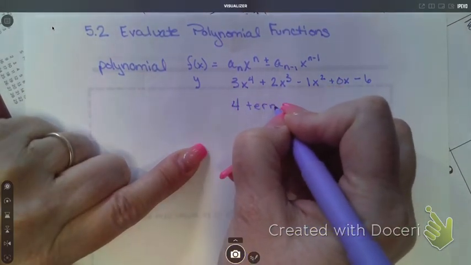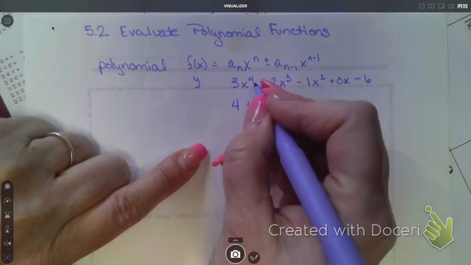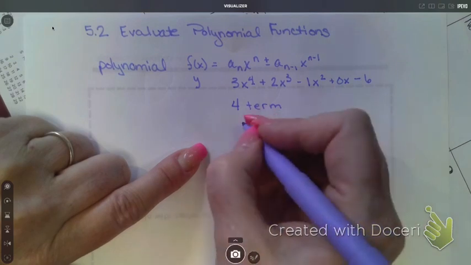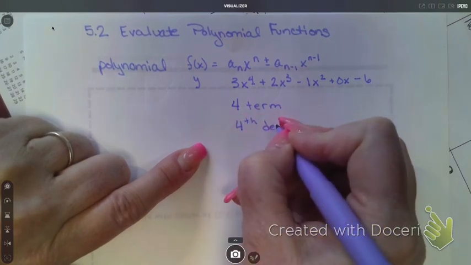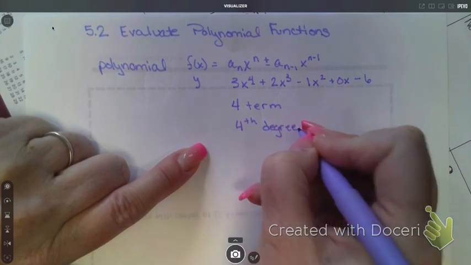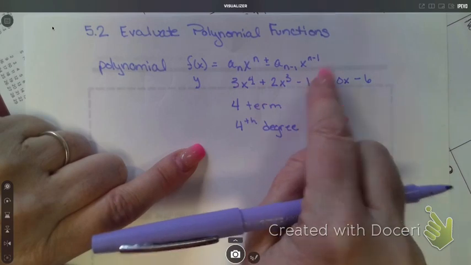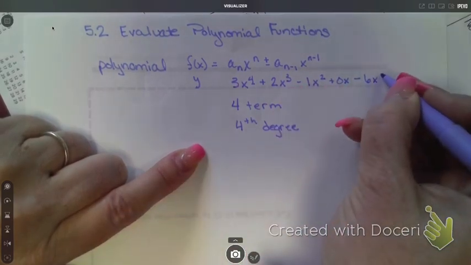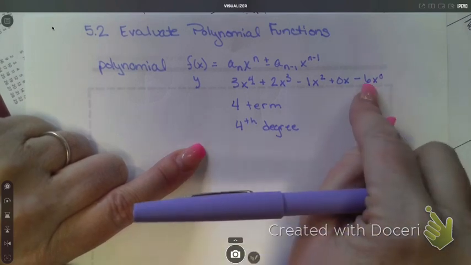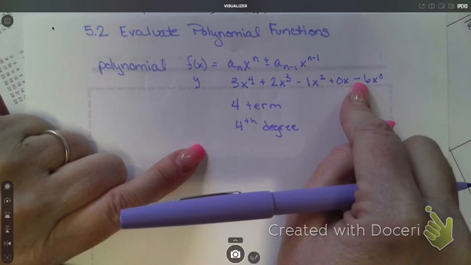What's the degree? It's the highest exponent. 4. So it's a 4th degree. It should always be written in descending order. 4, 3, 2, 1. And technically there's an x to the 0 here. Because what is anything to the 0? 1. And 1 times negative 6 would still be negative 6, right?